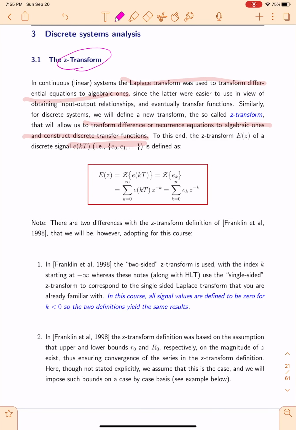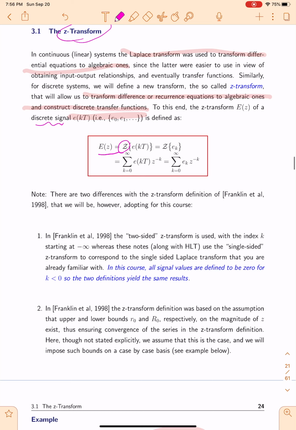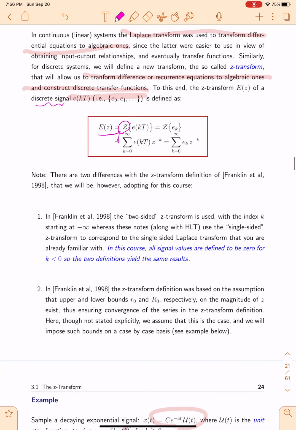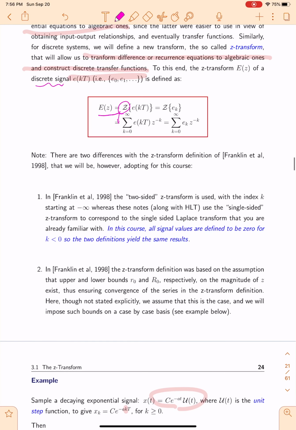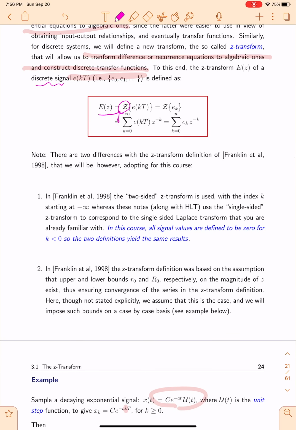The Z transform E(z) of a discrete signal, which is e0, e1, e2, e3. So E(z) is the Z transform of e(kT). We know kT is a discrete signal. And the Z transform means there is a sum sign and z to the minus k here. And e(kT), remember from the first video, it can be written as e_k.